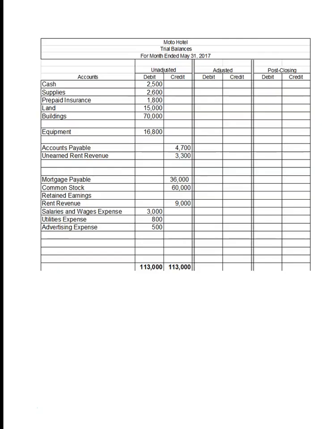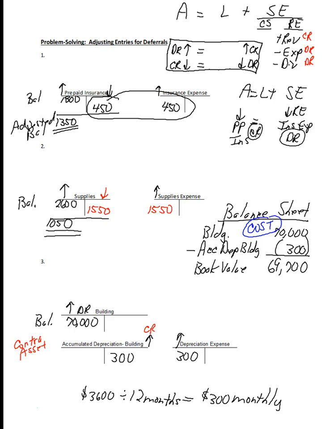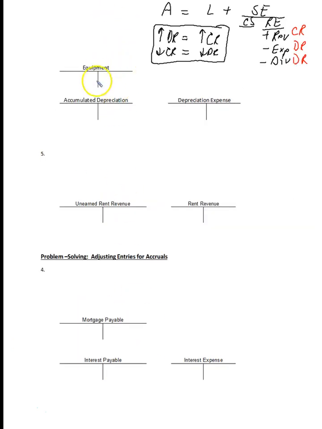Okay, also in that problem, that was the building. We also need to do the $3,000 on the equipment. So here's the building. Turn your page one more time, and we have our equipment. From our trial balance, we know that the cost or the balance in the equipment account is $16,800. We were also told the annual depreciation is $3,000. Divide by 12 months. And we will get our monthly depreciation to be $250. So for the equipment, its monthly depreciation is going to be $250.